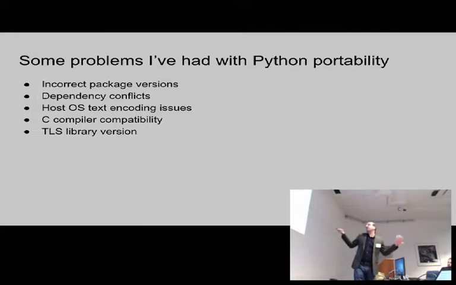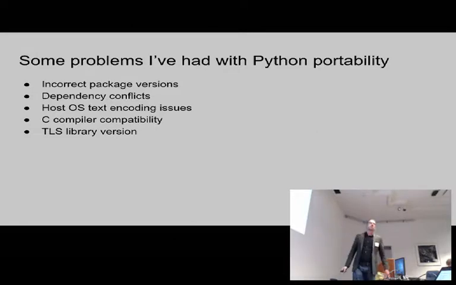So host text encoding issues. The OS will have a different setting for UTF-8, and that will cause my app to fail. That's happened more than once. C compiler compatibility. So at one point, back in the Stone Ages, I was on Windows, and a new version of Python came out, and they compiled it on a different compiler, and then when I tried to pull things from pip, from PyPI, the correct wheels versions weren't there that were compatible with that compiler, and so I wasn't able to install things easily.